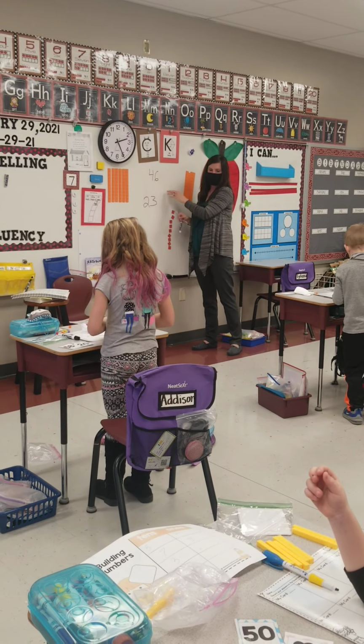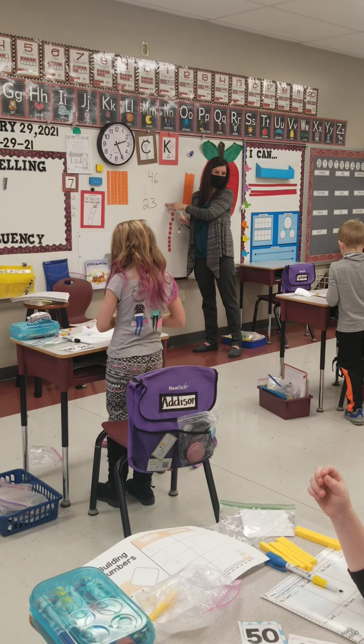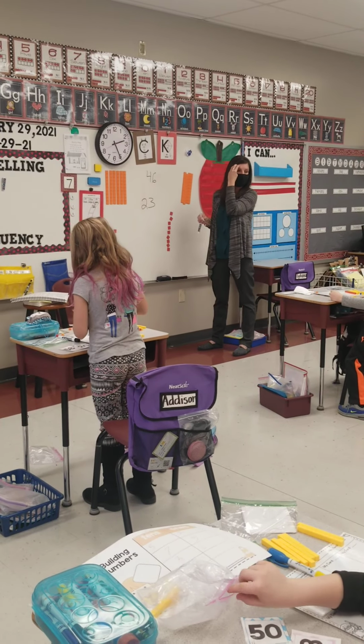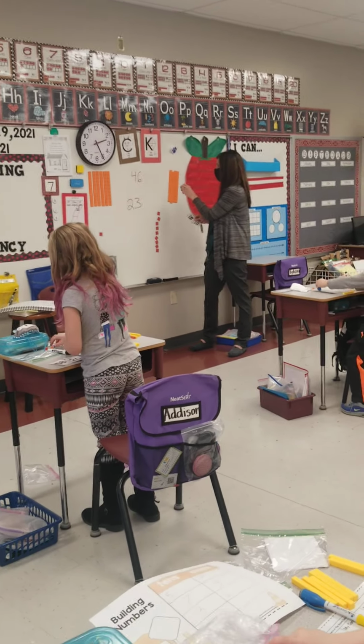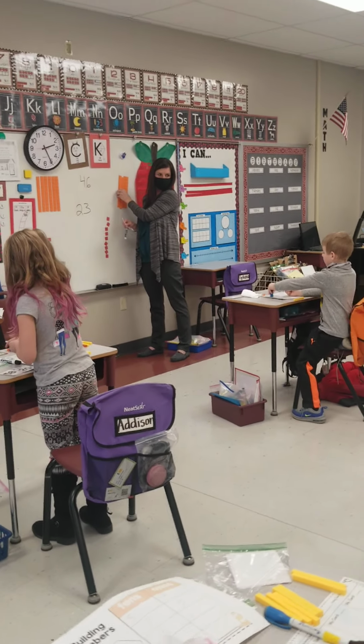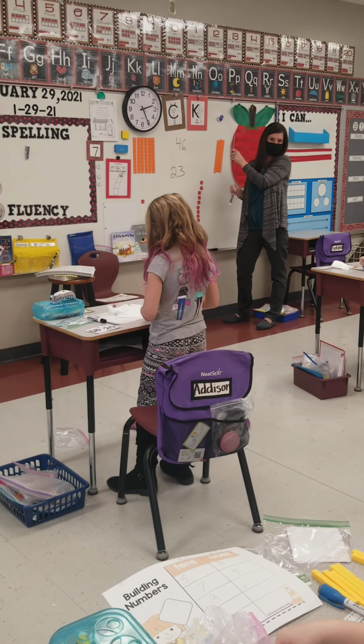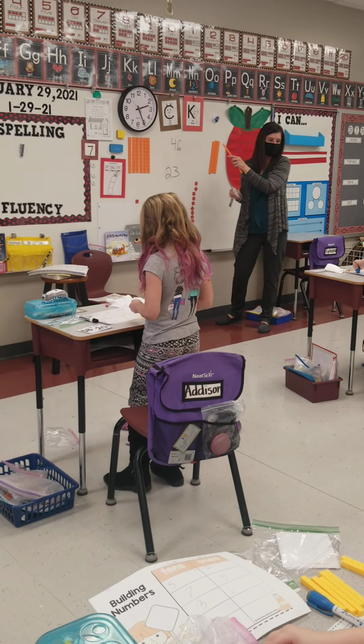So since we have two numbers, we're going to have to add them together, but we're going to use our base 10 blocks because we're not writing the number on the paper, okay? So we're going to do it with the base 10 blocks. But what I'm going to do is we're going to write the answer with your marker.